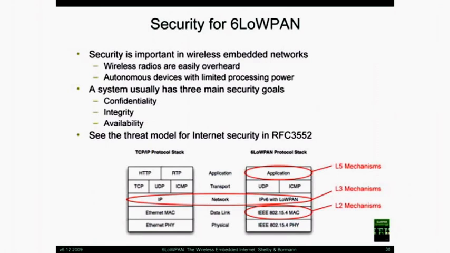Security is another very interesting and important topic. Especially when we deal with not only embedded networks, but wireless embedded networks, security becomes even more interesting because we have vulnerability: wireless radios can be very easily overheard. So this is one of the big difficulties of wireless. It's very easy to conceal your network. Everybody can hear that who's in range.